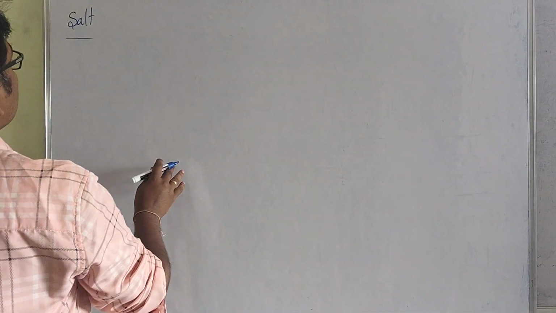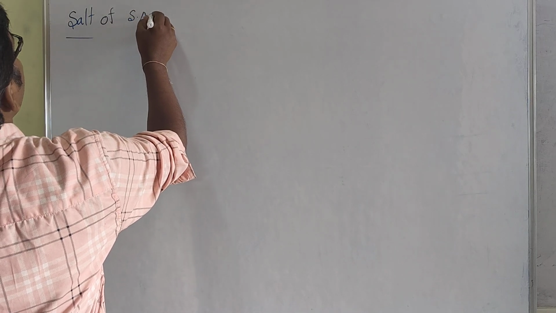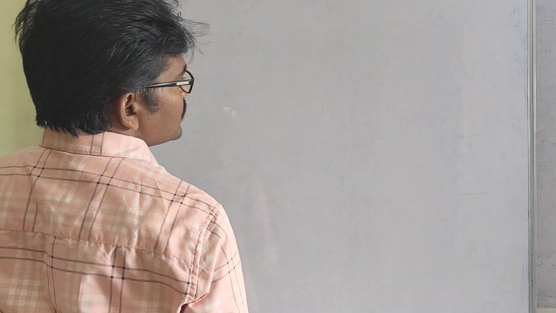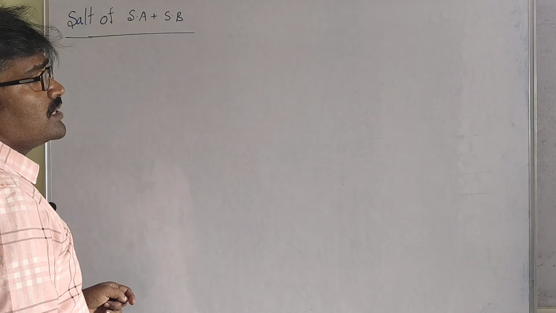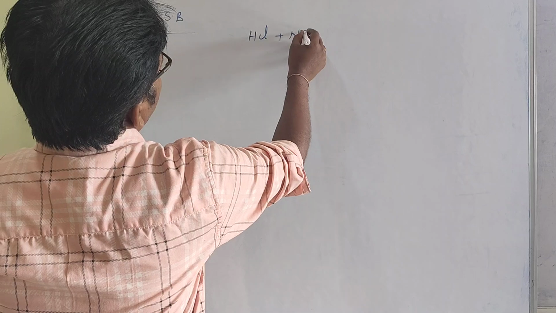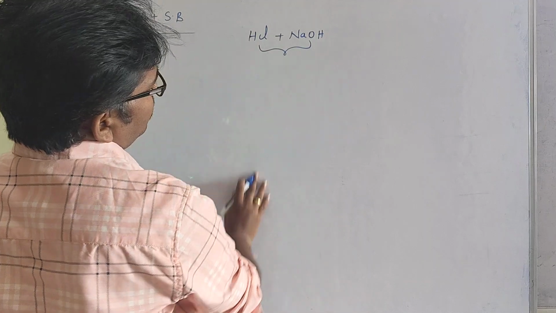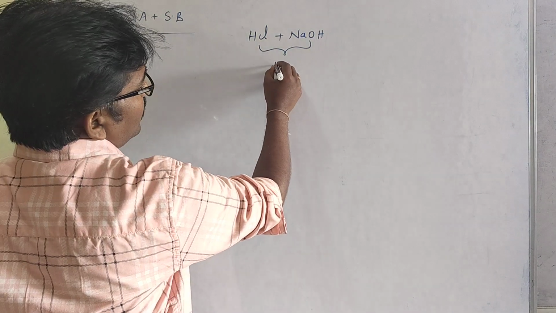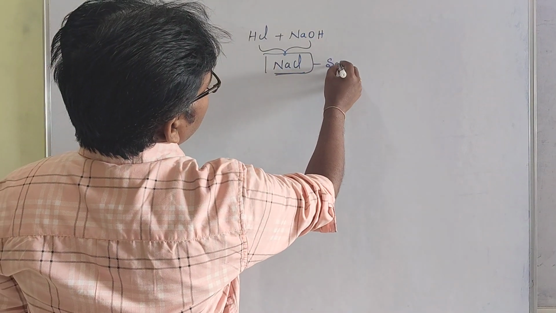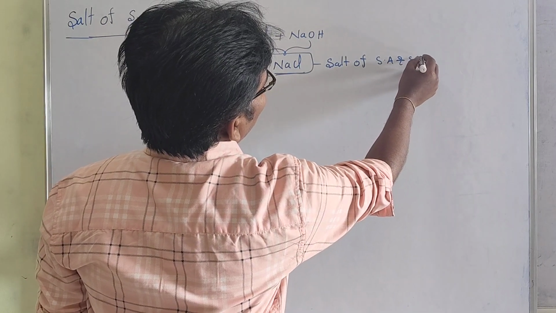Now we are going to discuss the salt of a strong acid and a strong base. Give an example. For example, the strong acid HCl plus NaOH, a strong base. By the combination of both, we get the NaCl salt. This is what we call the salt of a strong acid and a strong base.